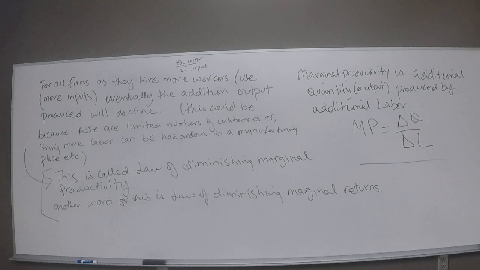Where else did we have this diminishing law? Just the previous chapter, right? When we were talking about the law of diminishing marginal utility, that as you consume more and more, your utility or satisfaction gradually declines. It was a similar concept, right? Okay.